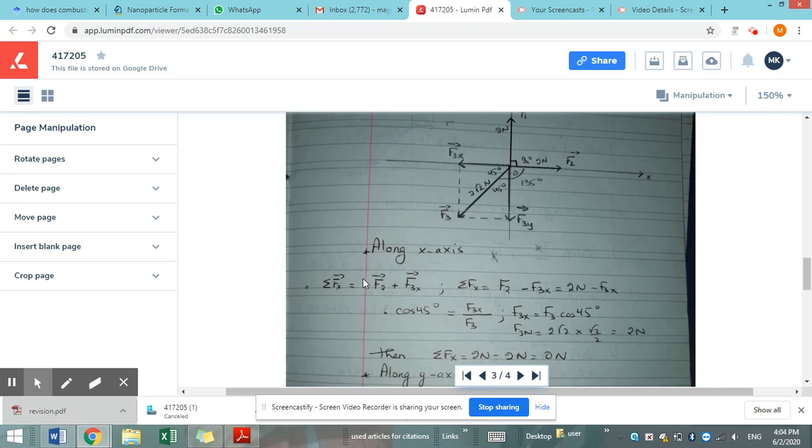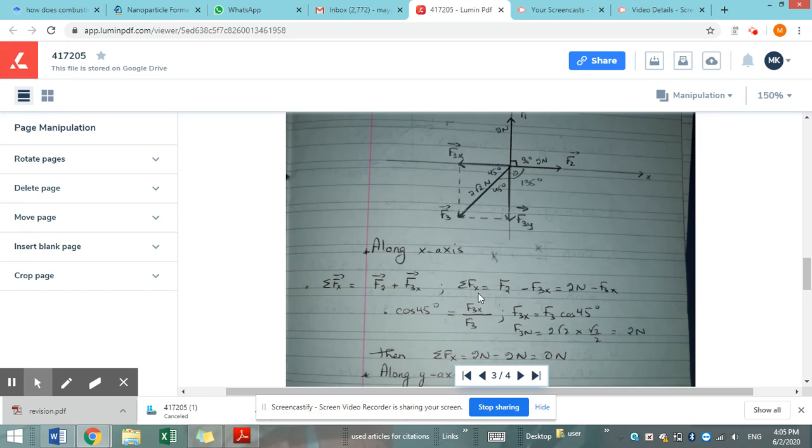If we want to get rid of the vector representation and now deal only with magnitude, so the magnitude of all the forces on x-axis, now I have to take into consideration the positive direction and the negative direction. F2 is in the positive direction of x-axis. That's why I write plus F2 as magnitude. However, the x component of F3 is in the negative direction. That's why I have to write minus F3x. Now I get 2 Newton minus F3x.